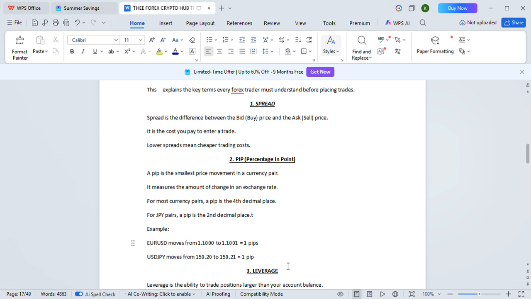So when you are entering a trade, you have seen that when you place your trade it is going to start with a negative because of what? Because of spreads. Now the next thing is pips. What is a pip?